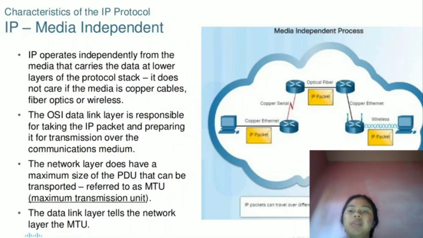IP is media independent. IP operates independently from the media that carries the data at lower layers of the protocol stack. The OSI data link layer is responsible for taking the IP packet and preparing it for transmission over the communication medium.